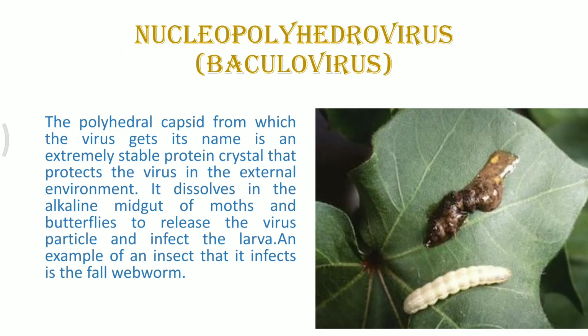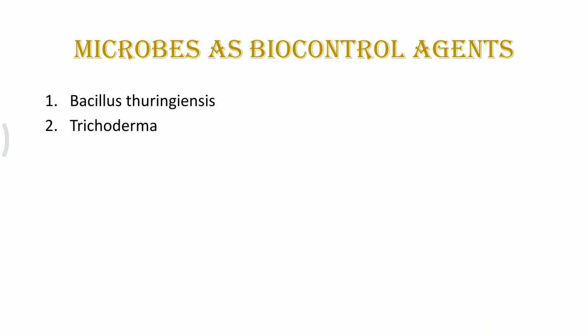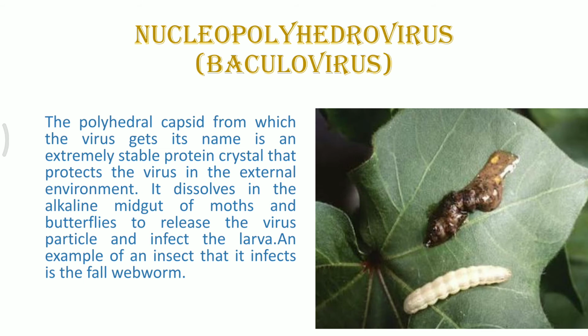Today, let's discuss the nucleopolyhedrovirus. Bacillus thuringiensis is capable of fighting against the bollworms of the cotton plant. It fights against the pest which tries to attack the cotton. Trichoderma is capable of protecting plants against the pests which attack the nodules. The nucleopolyhedrovirus, or baculovirus, is a kind of polyhedral capsid virus, and it gets its name because of the presence of that crystal protein outer structure.